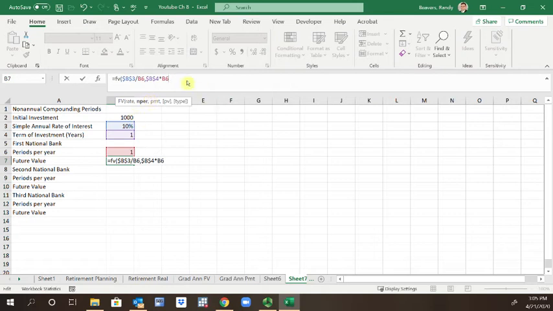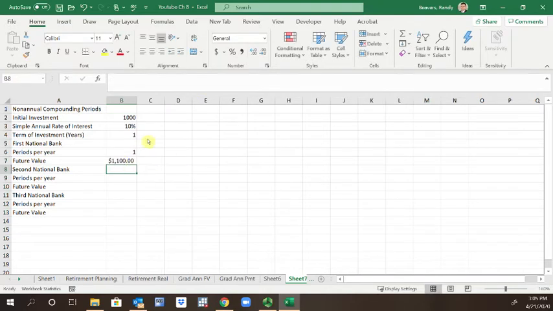once a year. We don't have a payment, but we do have a present value of 1,000, so I'll anchor that number. I'll go ahead and put a minus sign in front of that too. So we'll end the parentheses, and you see we get 1,100, which we have seen earlier. So I'll copy this formula down into the future value for Second National Bank and then future value for Third National Bank. So it's going to error out because there's nothing there yet because there's 0.